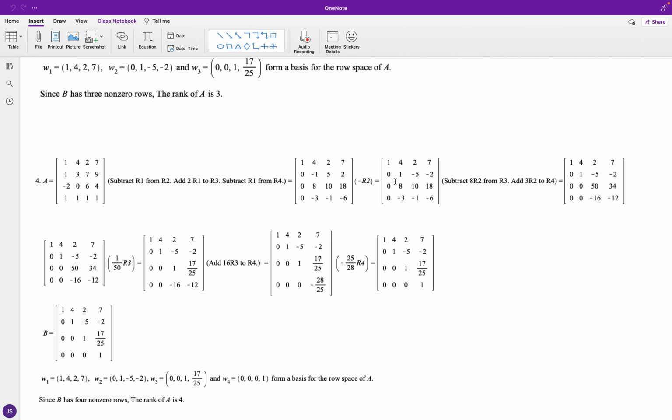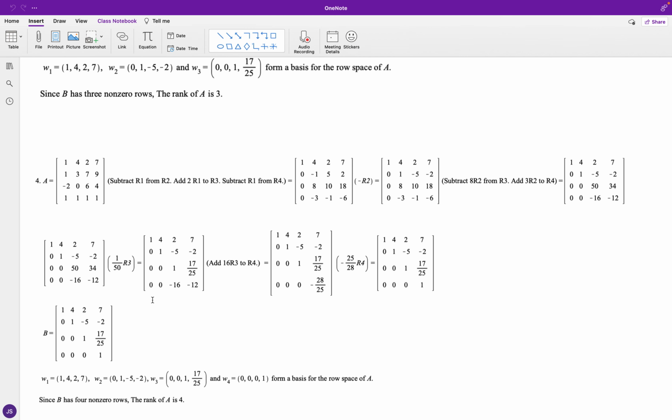And getting closer now to the row echelon form. So I got 1, 0, 1. Then I want 0, 0, 1. And again, making this 8 in the third row to 0, I'm going to subtract 8 times the second row from the third row. And going ahead and making the -3 in the last row to a 0, I'm going to add 3 times the second row to the last row. So the third and last rows have 0, 0, 50, and 34, and 0, 0, -16, and -12.